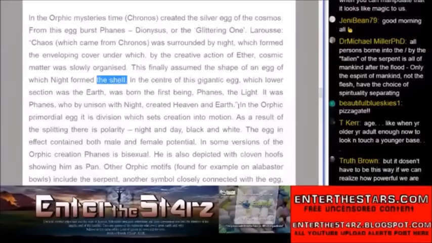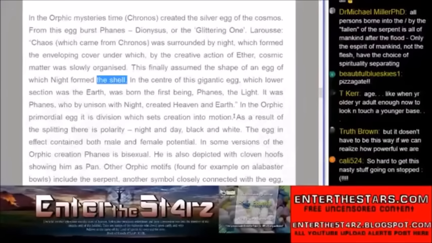In the Orphic primordial egg, it is division which sets creation into motion. This is what they think, that the darkness is necessary for the light. This is what the devil is trying to do, is justify the necessity of him being here, even though the Bible tells us that there is no room for sin in this universe and it will be eradicated. But the devil wants you to believe that it is necessary. Now, as I'm reading this, I want you to take careful note. Maybe even take some notes, because we're going to link all this back into James Alefantis, okay?